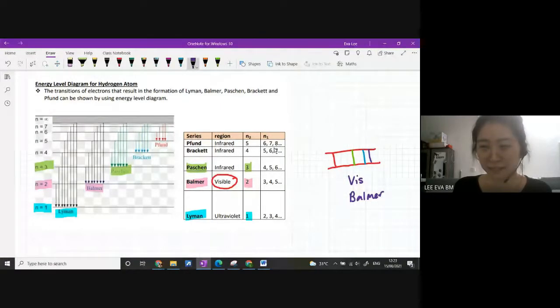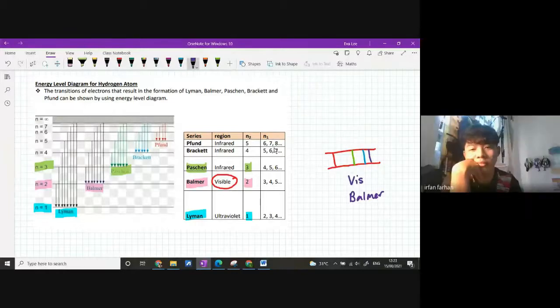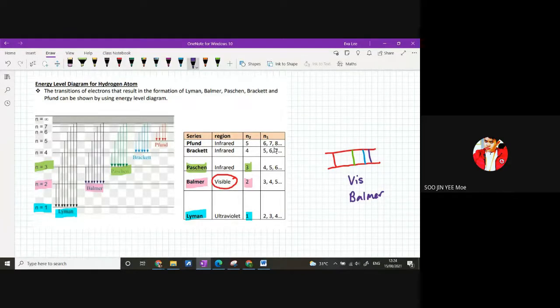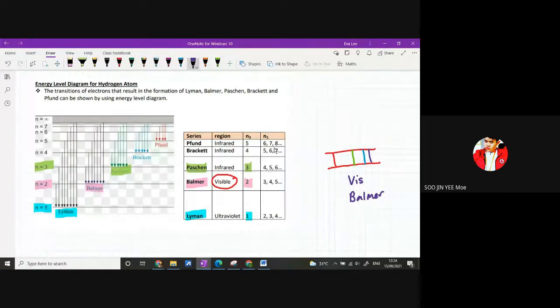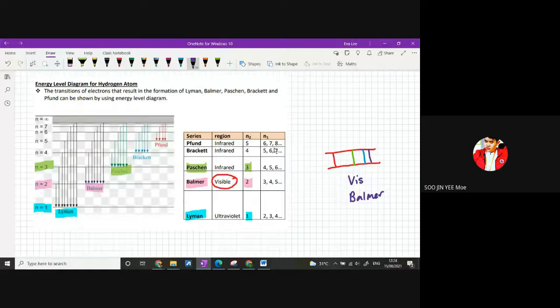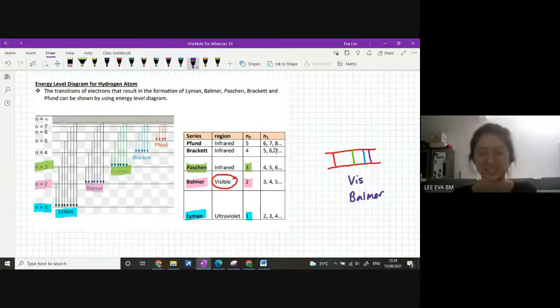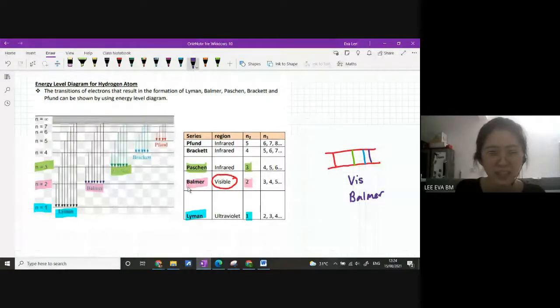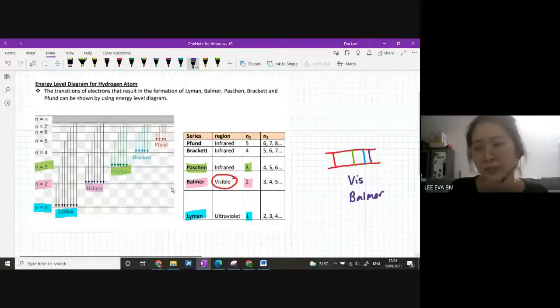Do you get it? So do we need the help of a prism to observe the color, or can we observe the color with naked eyes? No, just naked eye. So okay, now you see the red color, this pink color, this blue color, this purple color, all visible. All of these are in the visible region.